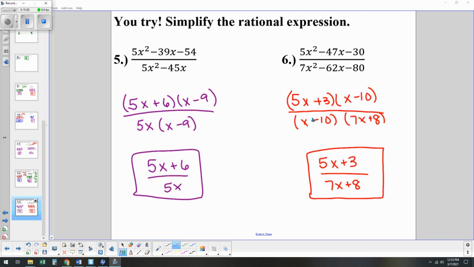For 6, the top factored to 5x plus 3 times x minus 10. The bottom to x minus 10 times 7x plus 8. So the x minus 10's canceled. I'm left with 5x plus 3 over 7x plus 8. And that is the end of the first day of section 7.3.